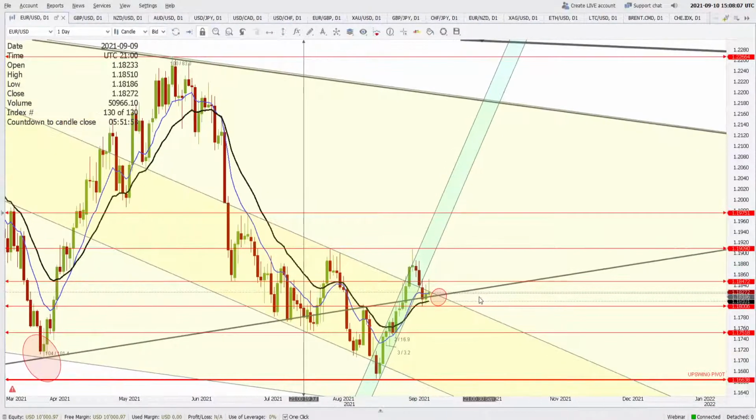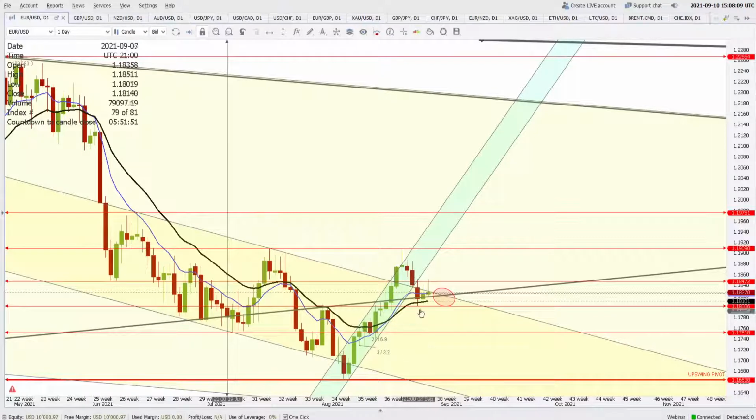So this inverse head and shoulder will be complete if the price breaks through 1.1909 to the upside. Although here the price is facing some resistance at 1.1847, do not forget that the price has seen a much bullish move from 1.1663.